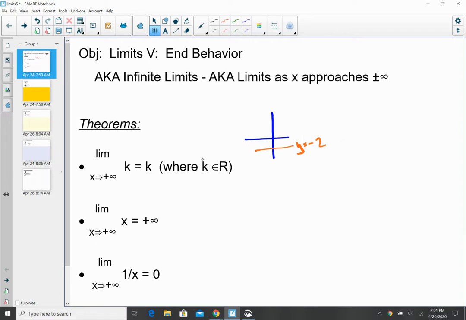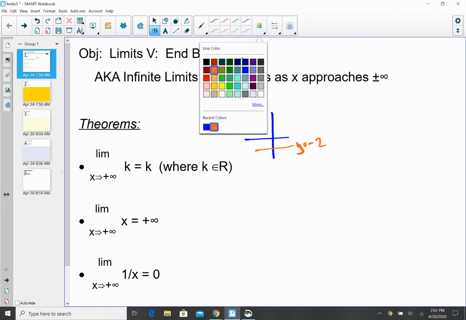Or if x is going to negative infinity, it's the same thing. Negative infinity is pretty much the same thing as positive infinity in terms of these theorems and the rules that we're going to do. There's a little bit of differences, and when those differences come up, I'll point it out.